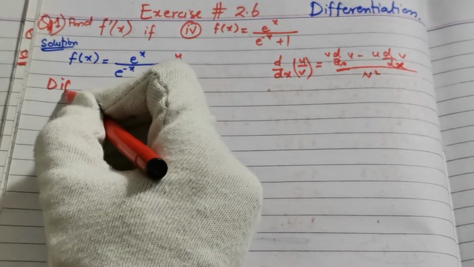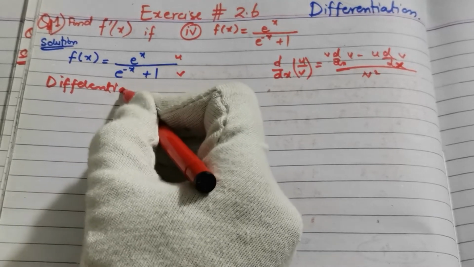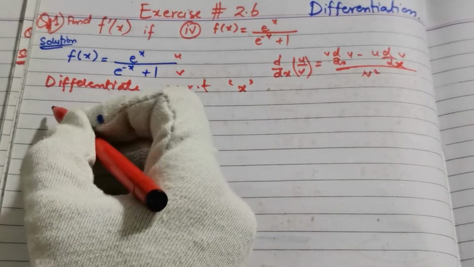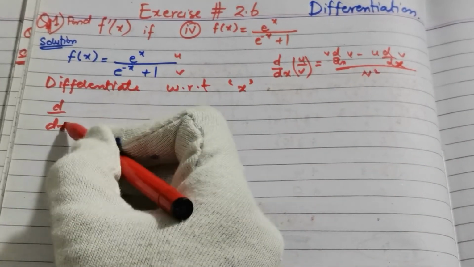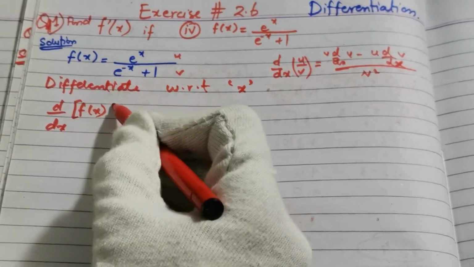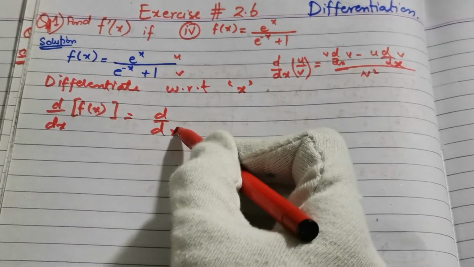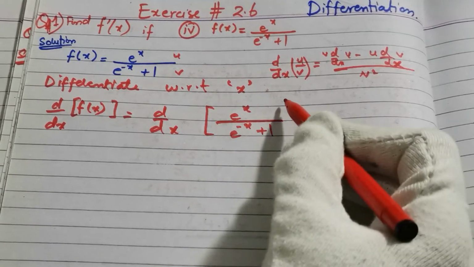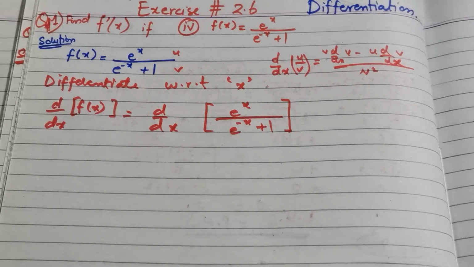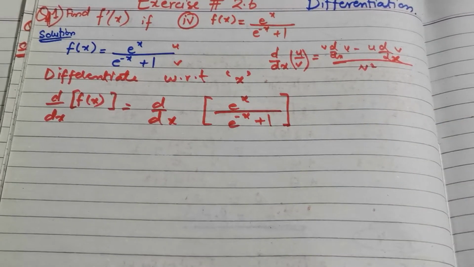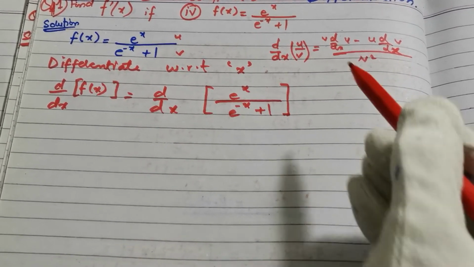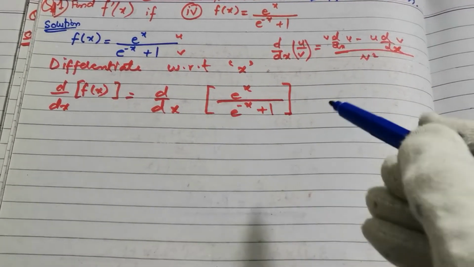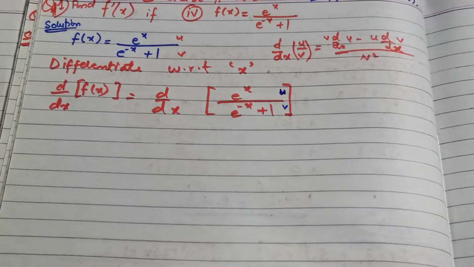Differentiating, here the variable is x, so we will differentiate with respect to x. d by dx of f of x is d by dx of e to the power x divided by e to the power minus x plus 1. Now here we apply the quotient rule. According to the quotient rule, this is u and this term we consider as v.